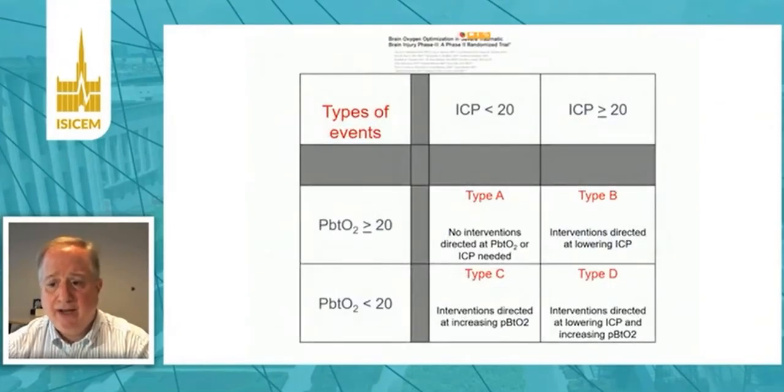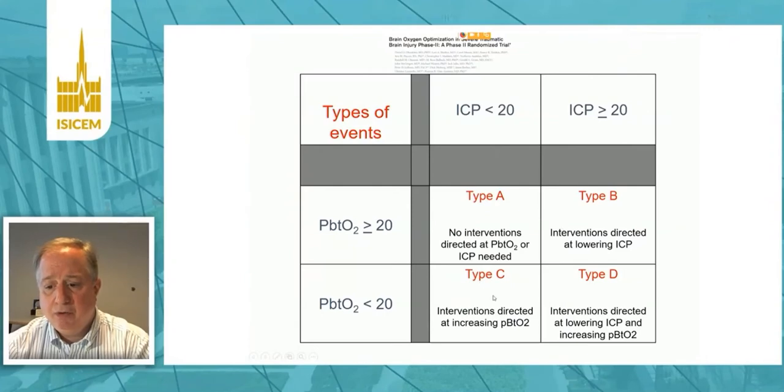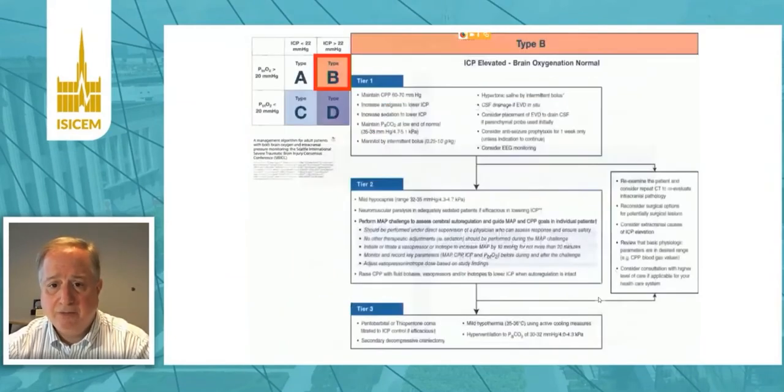In the BOOST trial, they outlined different kinds of conditions. Conditions in which intracranial pressure is normal and brain tissue oxygen is normal, that's type A. Conditions in which brain tissue oxygen is normal but ICP is high, that's type B. Conditions in which brain oxygen is low but ICP is normal, that's type C. And conditions in which both ICP is high and brain tissue oxygen is low, that's type D. So in this CIBIC algorithm, we actually talk about the different types of conditions. And we'll go now to type B, that is high ICP but normal oxygen.